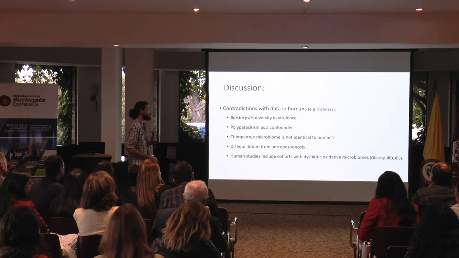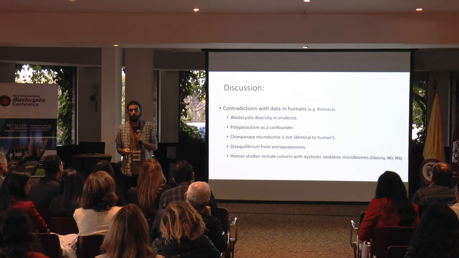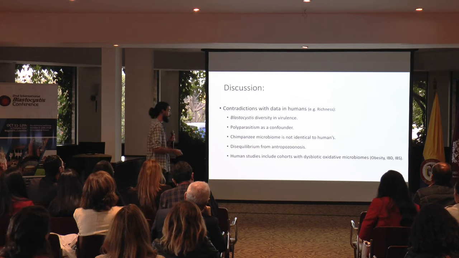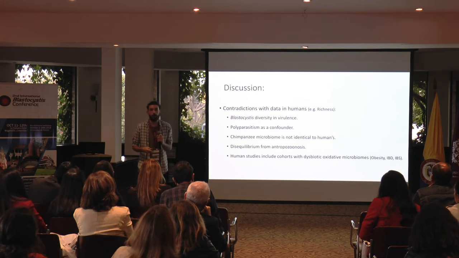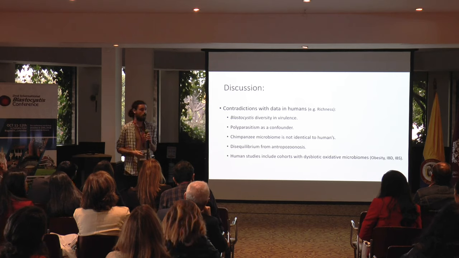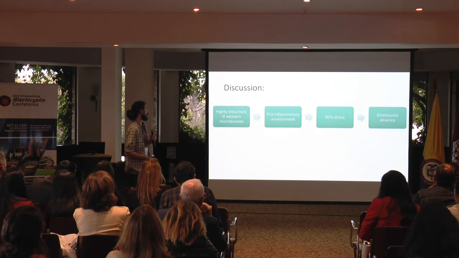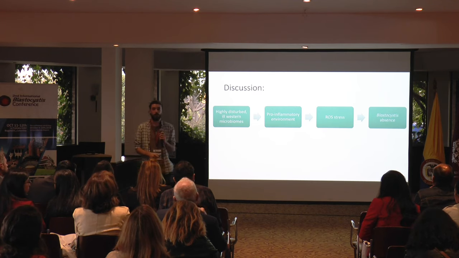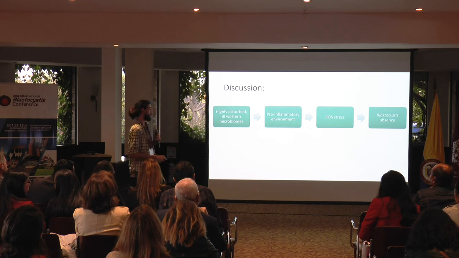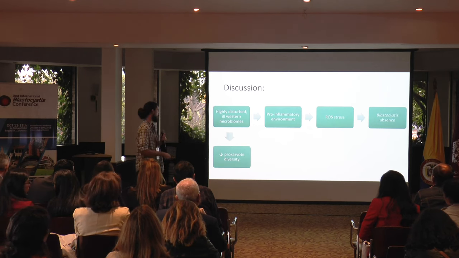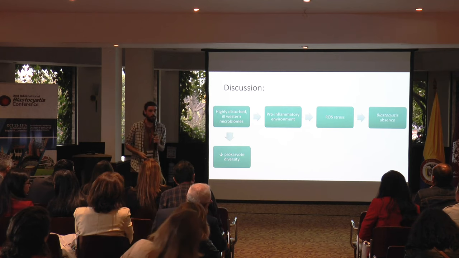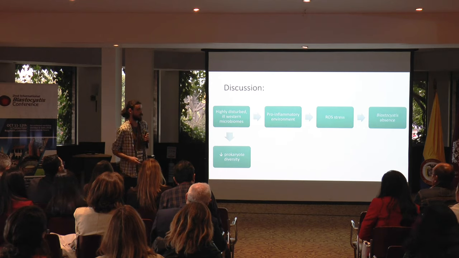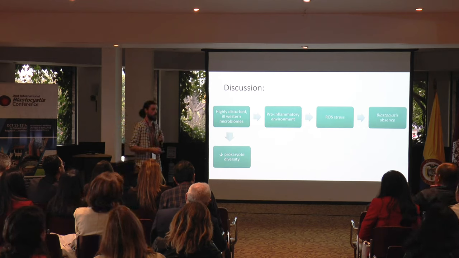And finally, which is very important to me, many of the human studies that associate bacterial richness to blastocystis include cohorts with highly aberrant and anoxic gut microbiomes. These microbiomes, with a pro-inflammatory environment, could be absent of blastocystis, and at the same time they have a low prokaryotic diversity. So in my mind, this is a very important confounding factor that we should try to avoid in future associational studies, if not go to animal models.